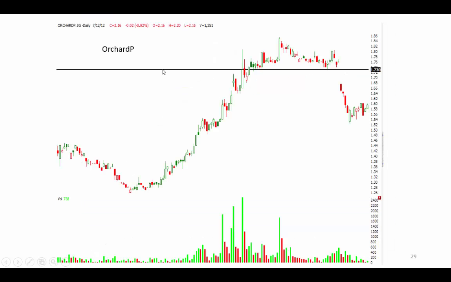This is another case, where this is a support level. The price hit this level and stopped dropping. But after that, the price suddenly gapped down. When the price gaps down below this support level, it's not a very good sign. You will see a continuation for the next few days.